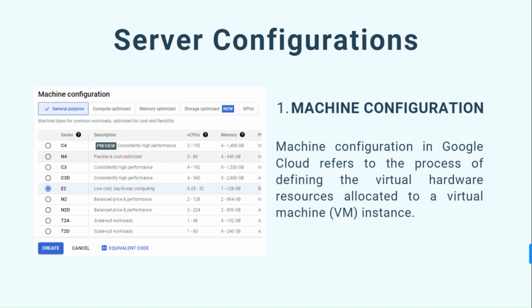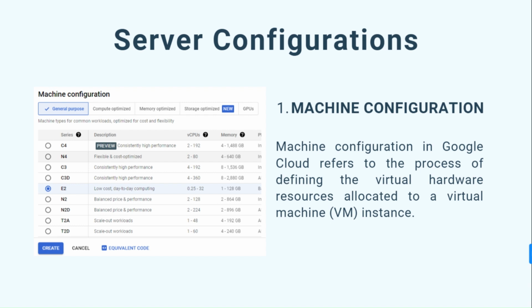General purpose. This category is the most renowned, encompassing several machine series like N1, N2, N2D, C2, C2D, and E2. These machines provide a balance of CPU, memory, and storage, making them suitable for various tasks like web servers, application servers, and development environments. Compute optimized. Designed for CPU-intensive workloads, these machines prioritize high clock speeds and multiple cores.